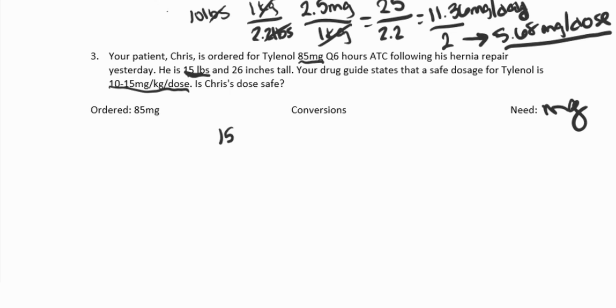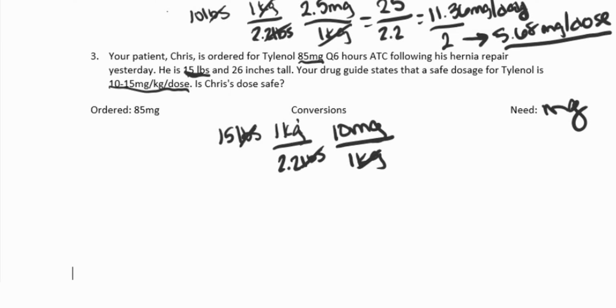So he is 15 pounds, and we need to get to kilograms. So we're going to do 1 kilogram over 2.2 pounds. Cross off our pounds here, and then we are going to need 10 milligrams as our low end. So 10 milligrams over 1 kilo, cross off our kilos here, multiply across the top, multiply across the bottom, and we are going to be able to get 150 divided by 2.2 equals 68.18 milligrams. That is our low dose because it's our 10 milligrams.